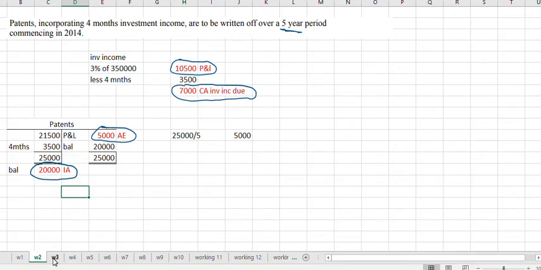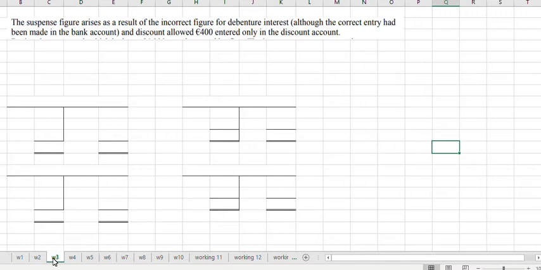Okay, moving on. Note number 3 is suspense. The suspense figure arises as a result of an incorrect figure for debenture interest, although the correct entry had been made in the bank account, and discount allowed 400 entered only in the discount account. So this is a common enough note. So debenture interest would be our first T account.